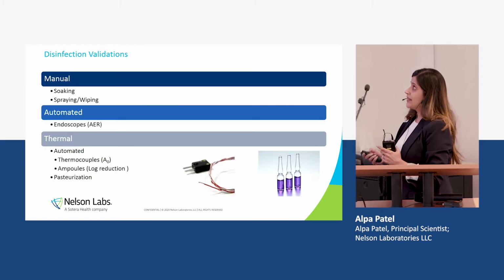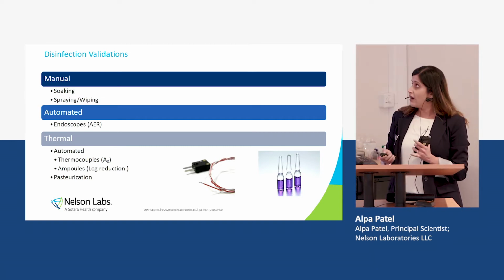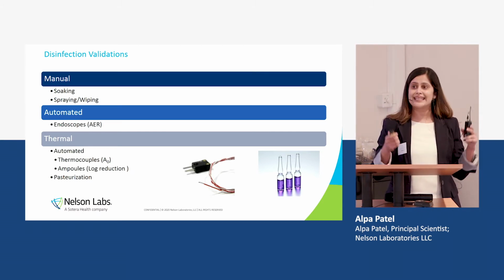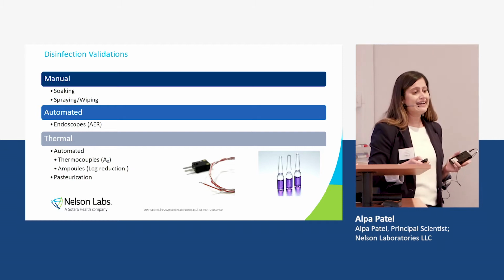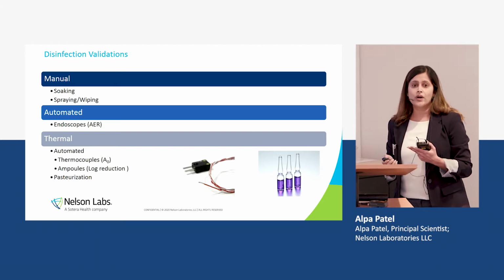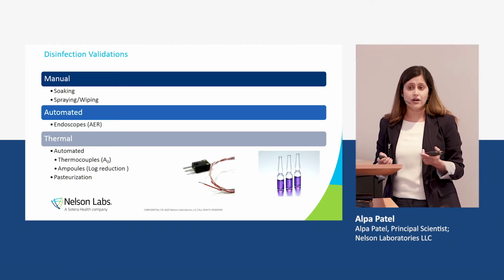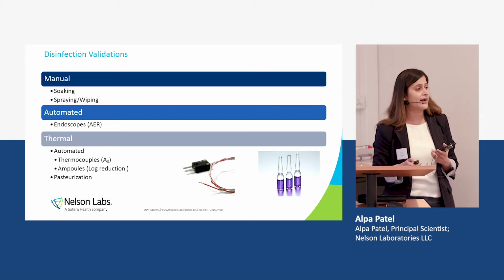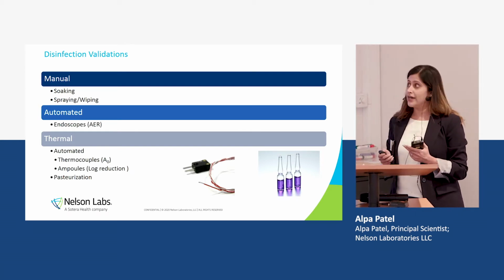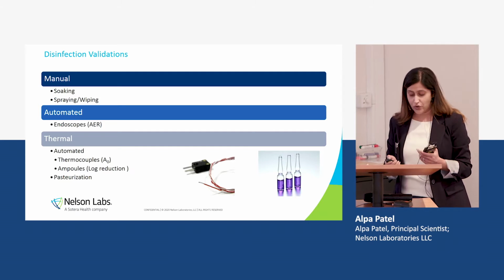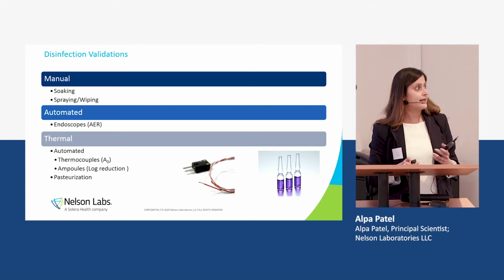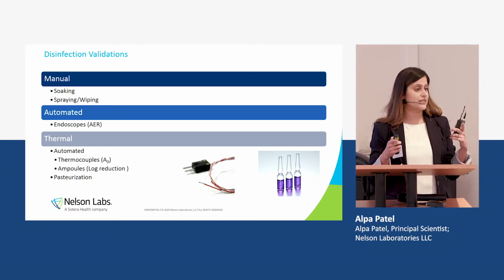There are 3 methods. There's manual disinfection, automated, and thermal disinfection. For manual, we're just basically soaking the device in the chemical for the specified time and temperature specified by the labeling. For automated, this is more we use for endoscopes, automated endoscope reprocessors, or other machines that we have that will chemically disinfect the device. And then there's thermal that we use through automated washers, either through ampules or through microbial testing. And there is a difference between those validations.